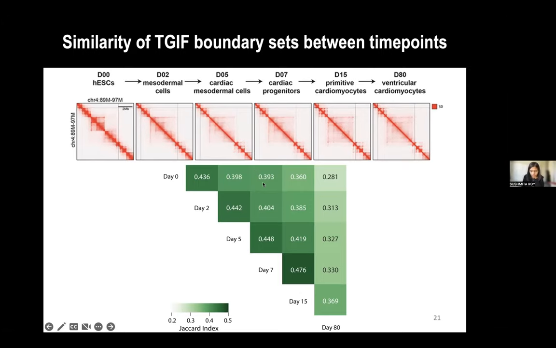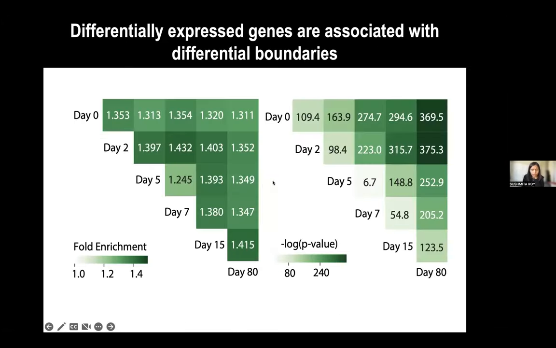And we see that at this level. The other question we looked at was, now that we've identified differential boundaries, to what extent does that relate to changes in gene expression? So we looked at, again, pairs of time points, and we identified genes that were differentially expressed using DESeq. And we find that between all pairs of time points, we see a nice enrichment of differentially expressed genes.